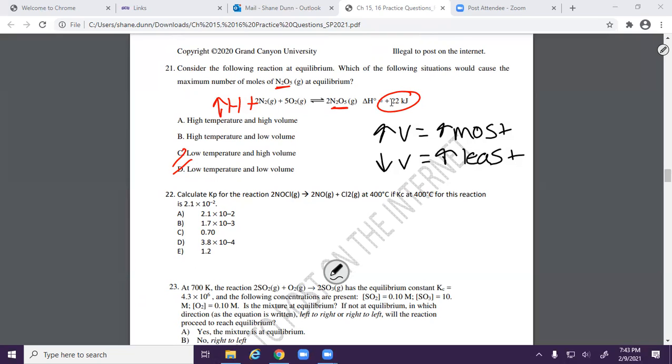So, what side has more moles of gas? Reactant or product? That's 7. That's 2. So let's not force it towards that side. So we want to decrease the volume. A decrease in volume means low volume. So B. Does that make sense? Ta-da.